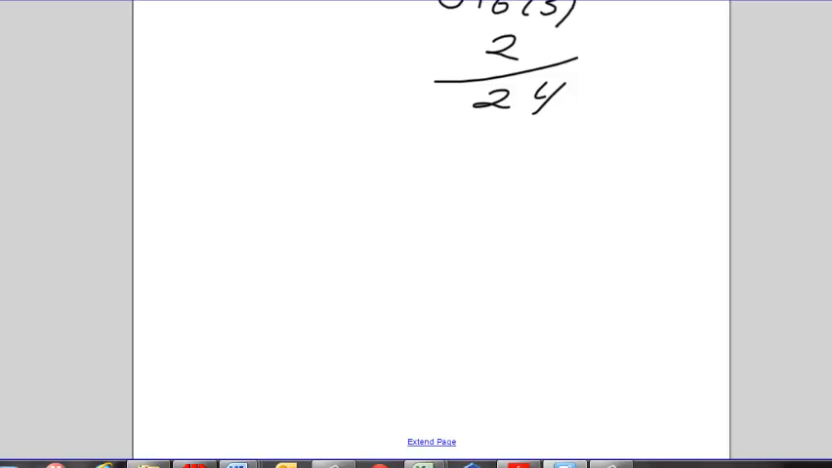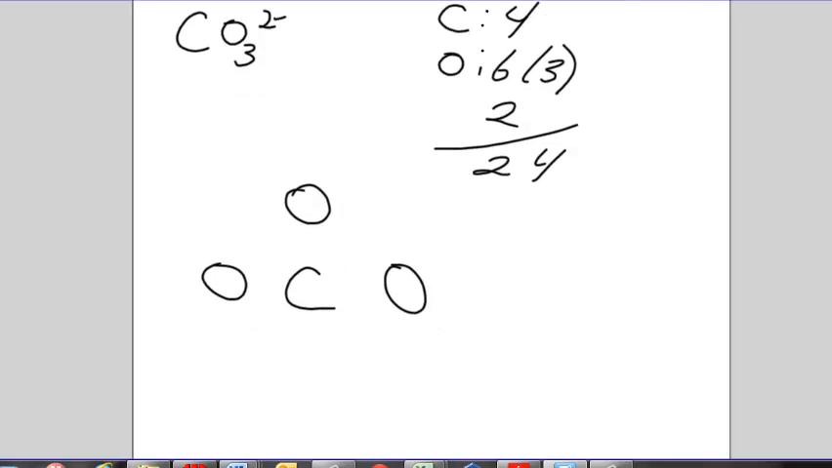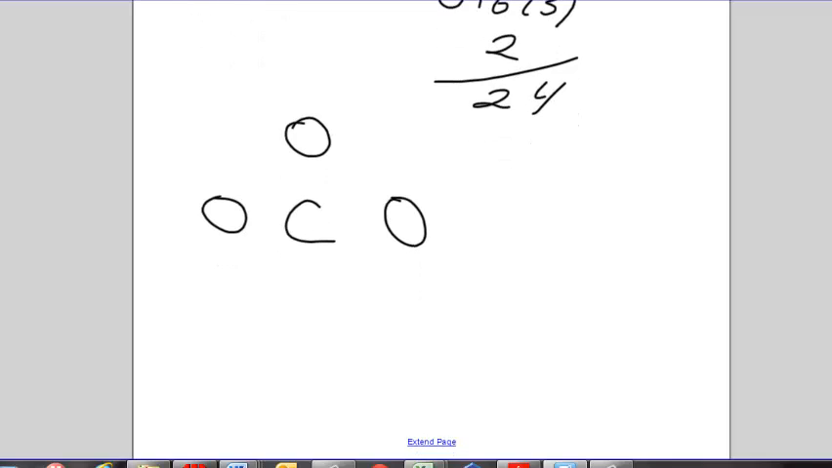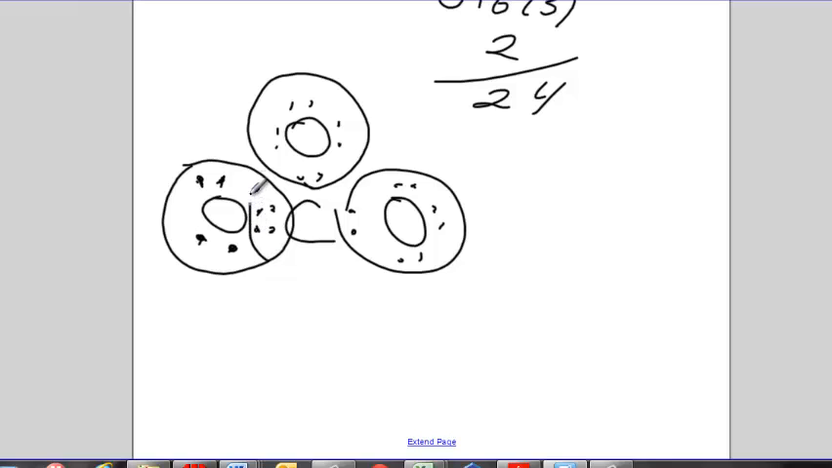Now, if you try to draw that, this CO3 2- structure, here's the carbon, there's 3 oxygens. Once again, it doesn't matter which 3 sides of the carbon you put those oxygens on. But you try to distribute so everybody's happy. The only way to do that, 2, 4, 6, 8, 10, 12, 14, 16, 18, 20, 22, 24. Everybody's got 8. Everybody's happy. And that works.